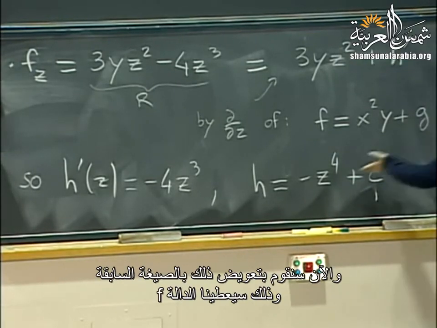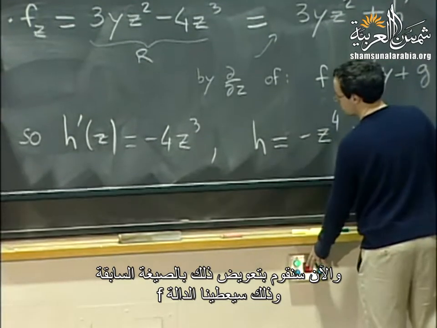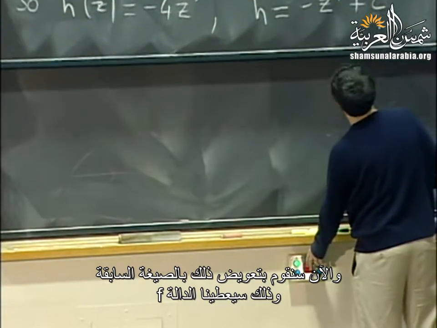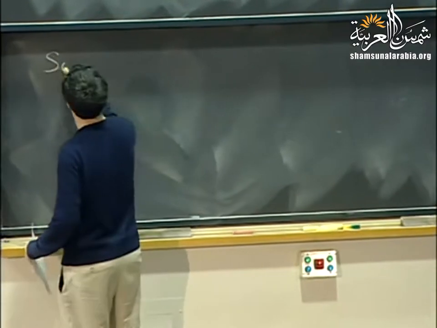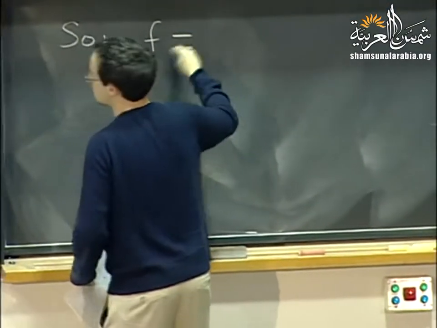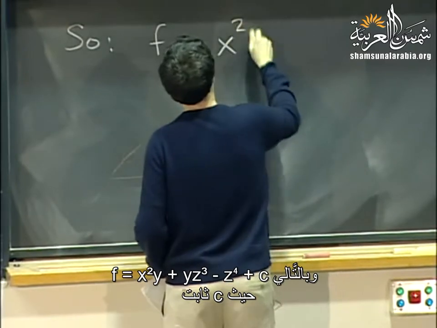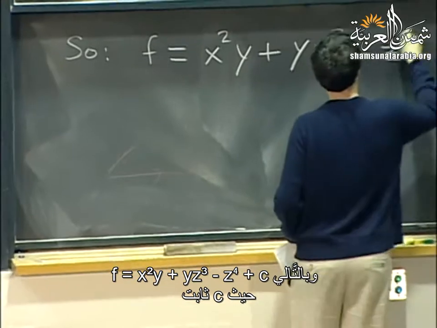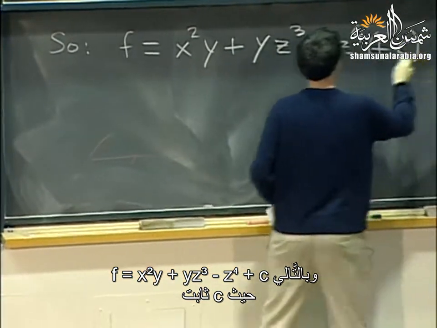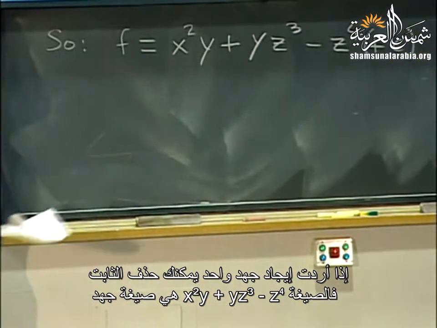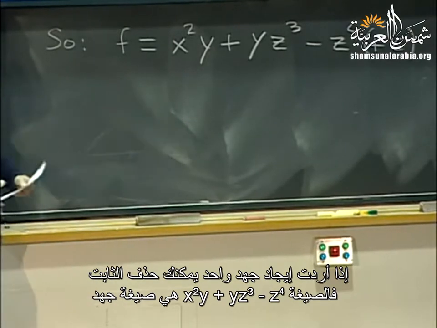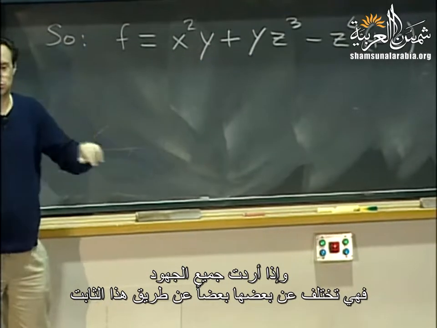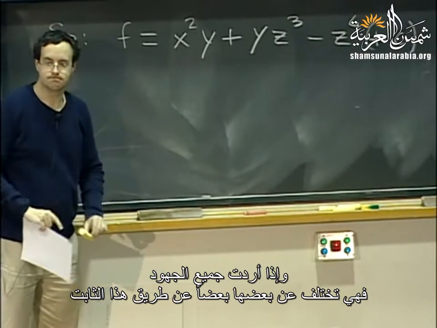So now we plug this into what we had before, and that will give us our function f. So we get that f is x squared y plus yz cubed minus z to the 4 plus constant. If you just wanted to find one potential, you can just forget the constant. This guy was a potential. If you want all the potentials, they differ by these constants.